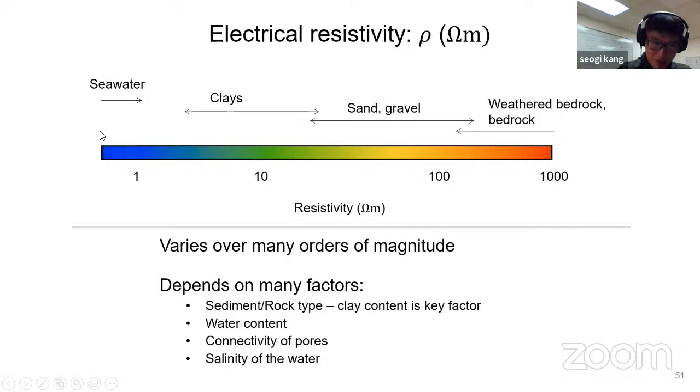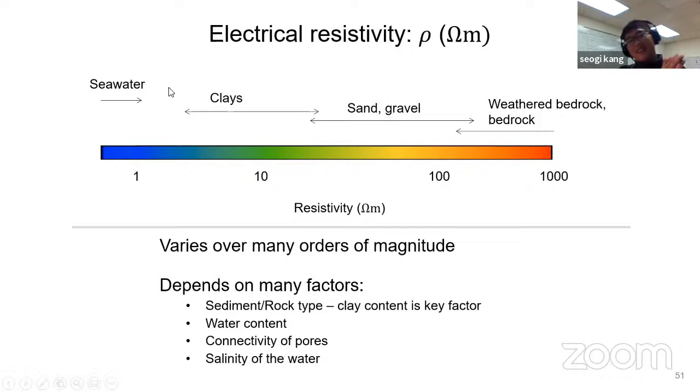Starting from the blue, this is the seawater. Then you can see the clays, and then sand and gravel, and the bedrock at the very high limit. But what's actually interesting, if you draw a line here, there's non-uniqueness. For a single resistivity value, we cannot really distinguish what's clay and what's sand and gravel. So that's the general challenge that we're up against.